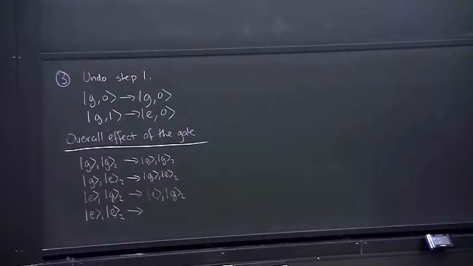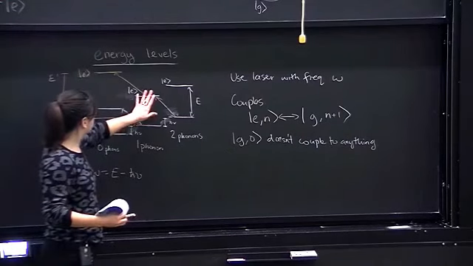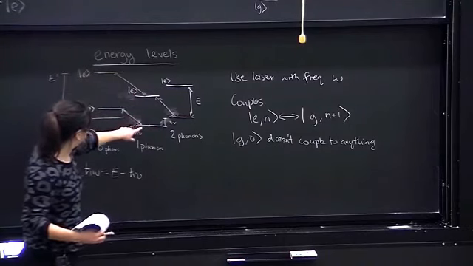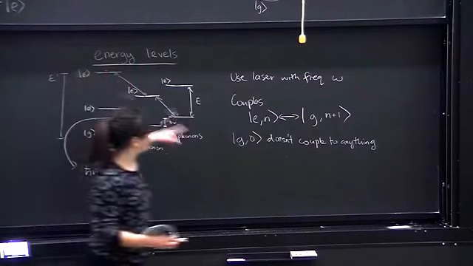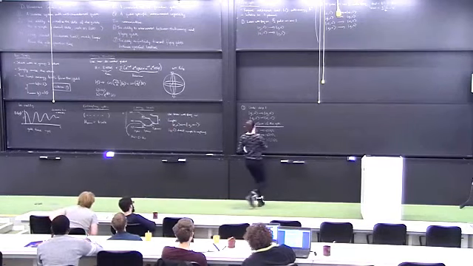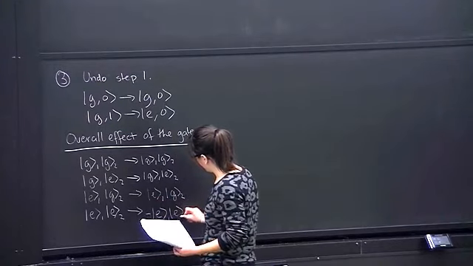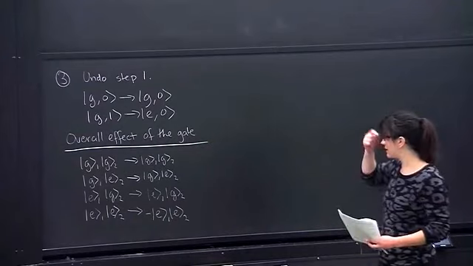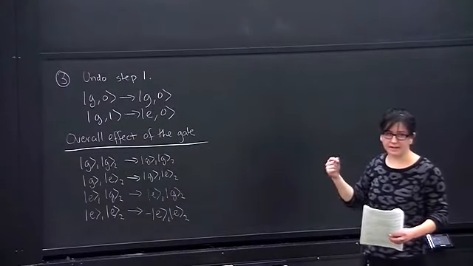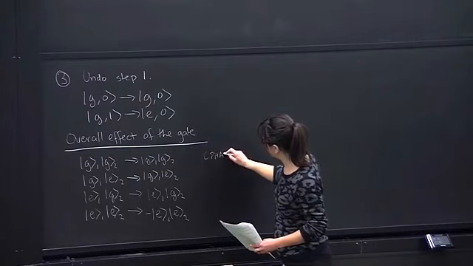But if the first qubit was in the excited state, then the second qubit is somewhere over here. And if it's also in the excited state, then we're in this level. And so then we pick up a minus sign. So this is an entangling gate. And it's typically known as a control phase gate. And so we can write it C phase.